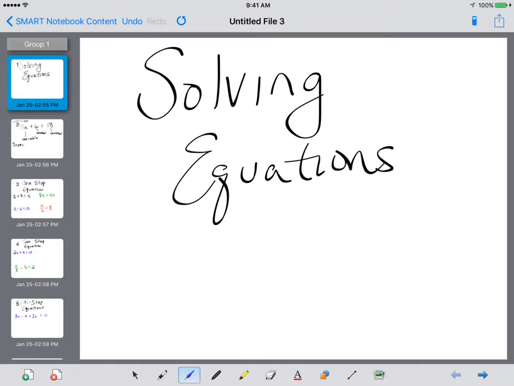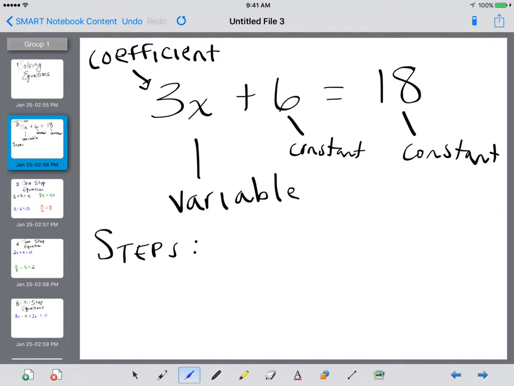We're going to go over a few different ways of solving equations throughout this lesson. We're going to start with the basics and work our way into some more complex equations. The first thing we're going to go over is some key terms here.